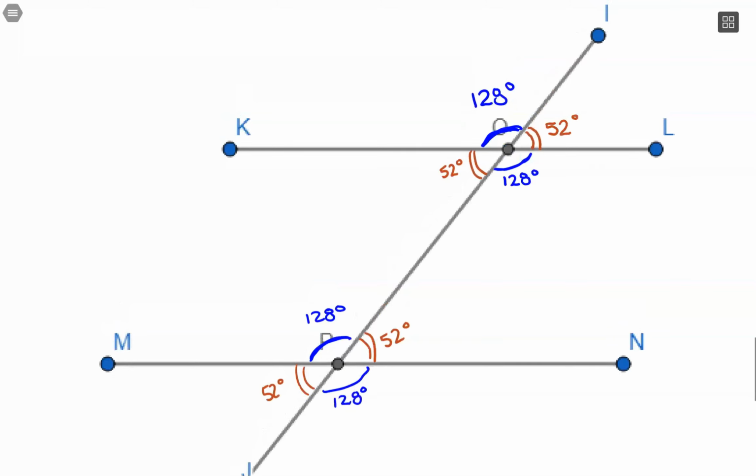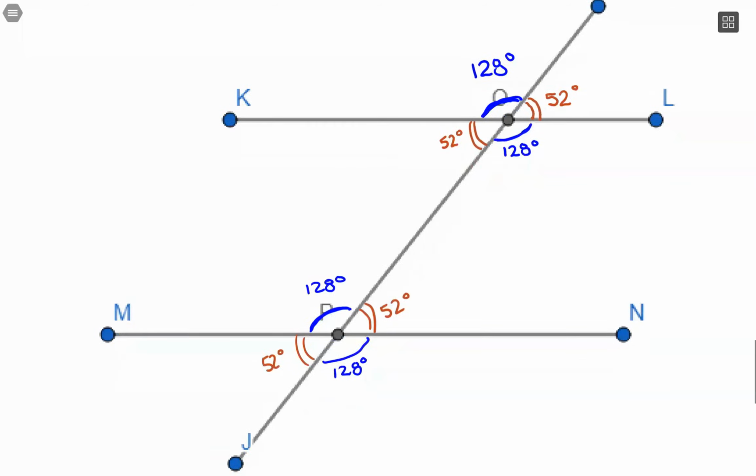So what you can see is when you have this line being intersected by parallel lines, we get all of these pairs and these same angles coming through. Overall, in this whole picture, there are 2 angle measurements, 128 and 52.